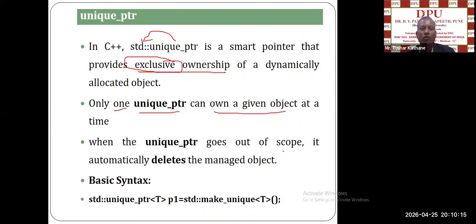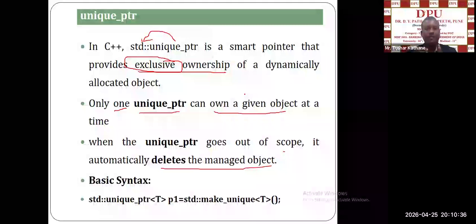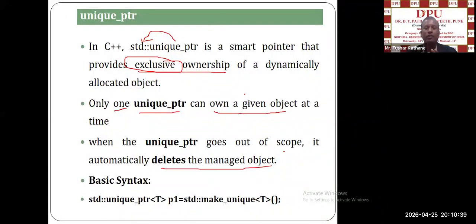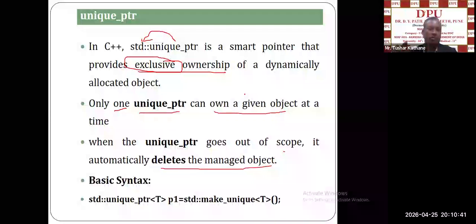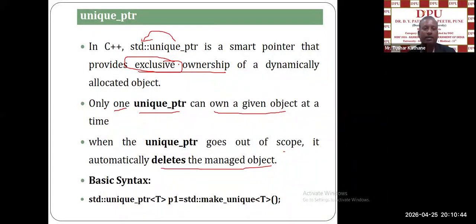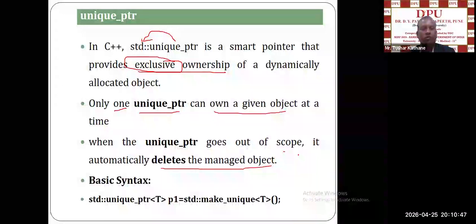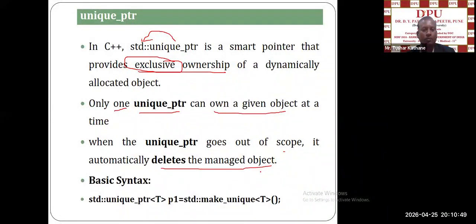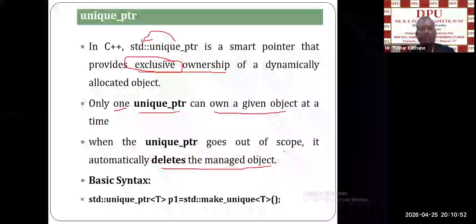When the unique pointer goes out of scope, it automatically deletes the managed object. It means that if the unique pointer goes out of scope, whether the task has been done or it reaches the end of your program, then the first pointer is destroyed, and the other pointers can occupy that resource. Until the first pointer occupies the resource, no other pointer can occupy that same resource. That is the main advantage of the smart pointer. Whatever object it has occupied will be deleted.